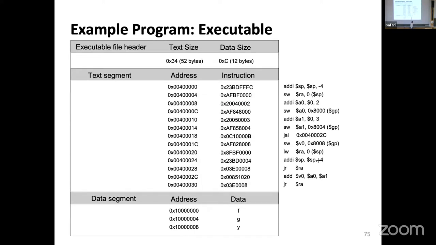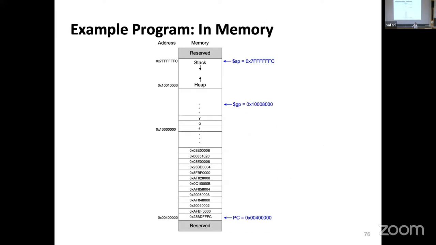The one at the top, 23BDFFC, so addi SP, SP, minus 4, right? That's the first instruction that ends up here. Now, when I release the reset, after I've initialized the memory, after I've loaded my executable and my data into the memory, I can let the program counter loose on this point. The first thing it is going to do is make space on the stack pointer, save the return address, do this, do that, and we continue.